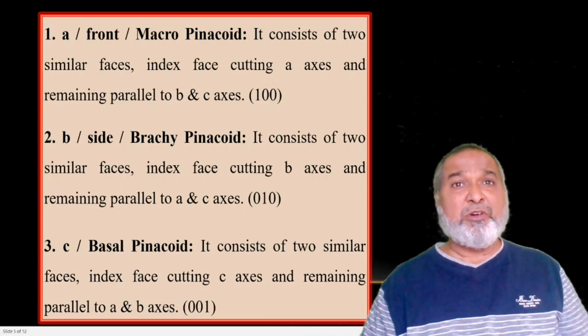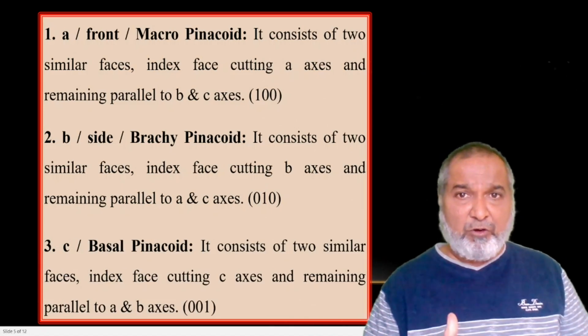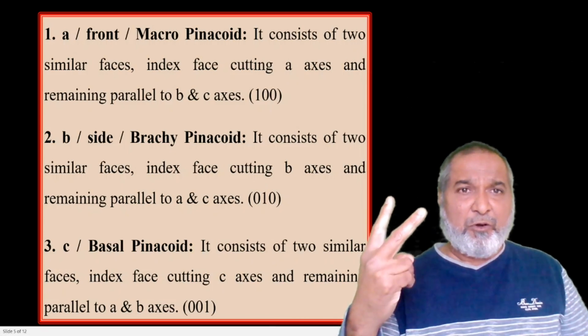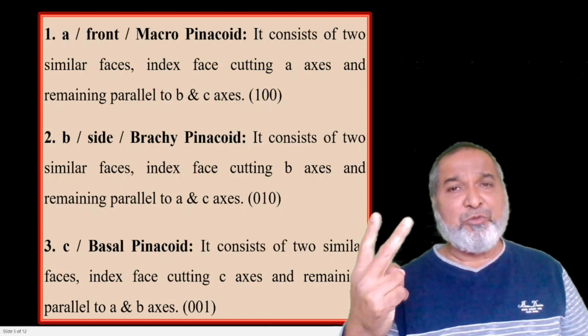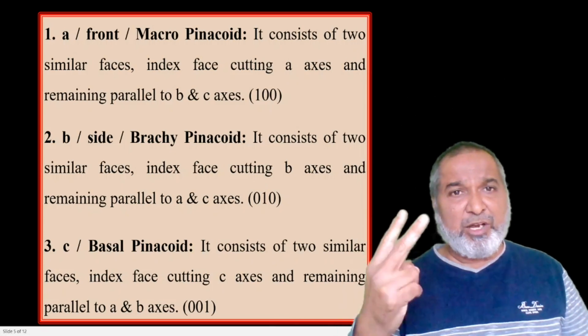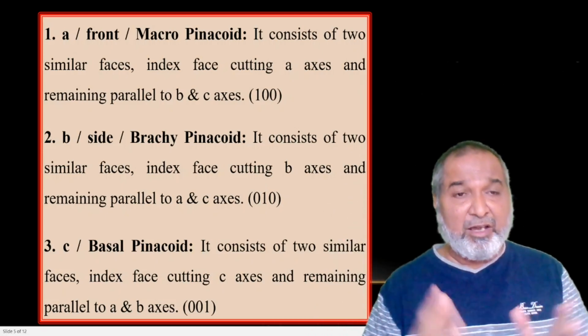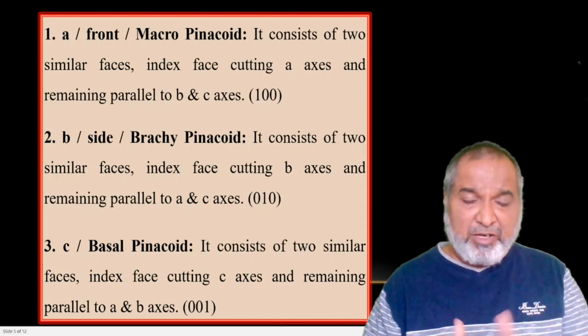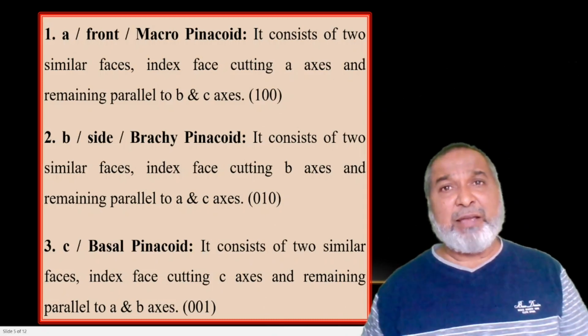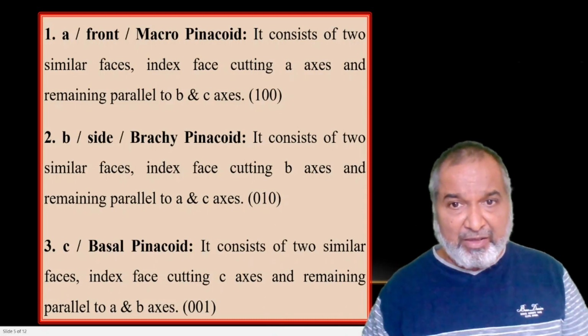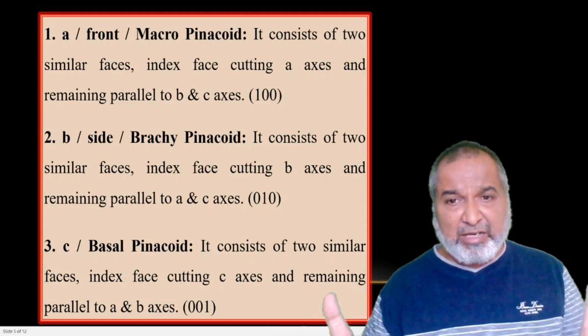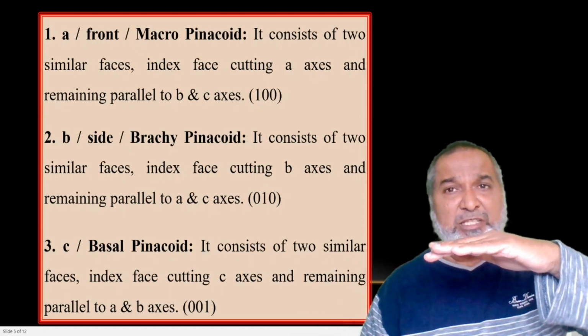And a very important point in the triclinic system: remember, whatever forms you see, all faces will occur in pairs of two, whether it is a pinacoid, dome, prism, or pyramid. Remember, this is very important. Now, here we can see all three types of pinacoids are present: front pinacoid, side pinacoid, and basal pinacoid.